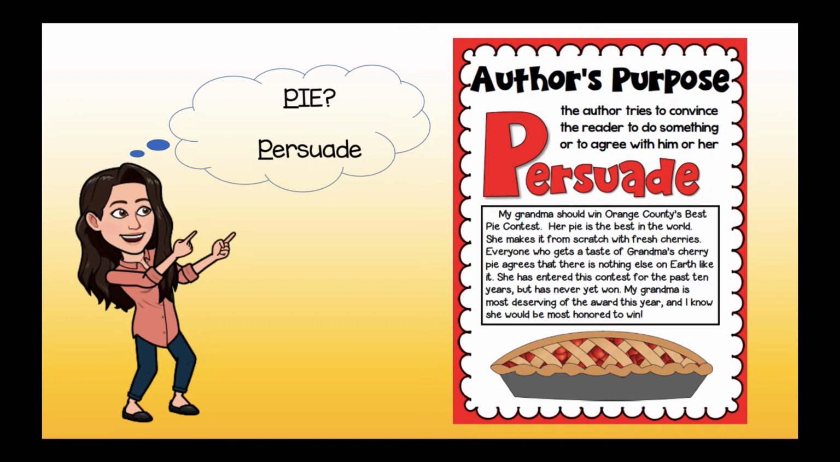So when we think to ourselves, what is this author's purpose of writing this short passage? Yes, if you said the author was trying to persuade the reader, or the judge, or the contestants to vote for her grandmother's pie, then you are correct. The author feels that his or her grandma should win the best pie contest because she makes the best cherry pie in the world, in his or her opinion. So when you persuade someone to do something, you are trying to get the reader to agree with you or to try an idea that you are putting out for them.